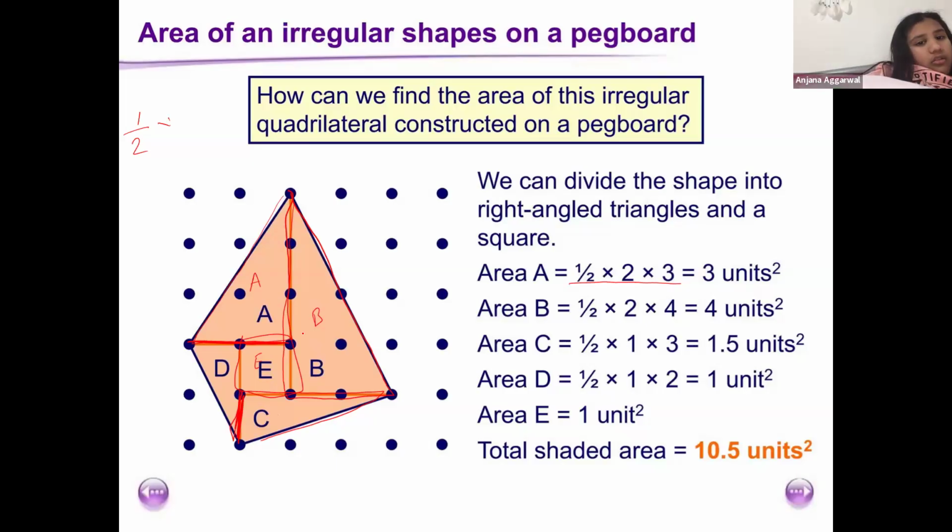Correct. So half of 3 is actually 1.5 here. Got it? Yes, I got it. Can I do D? Triangle, do D. Yeah, 2D. So the base is 1 and the height is 2. 2 times 1 is 2, and then half of 2 is 1. And this is only 1 unit. So that is 1 unit square.